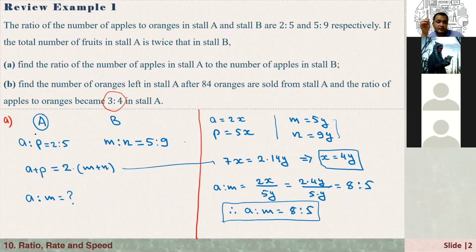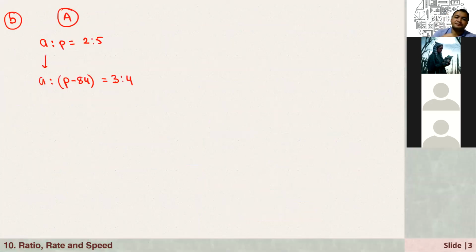I'm stuck. Celine, how can we solve this? Okay, good. So now using these two pieces of information, let me continue with purple. From here, A to P is 2 to 5, which means A is equal to 2x and P is equal to 5x. So actually it's the exact number.